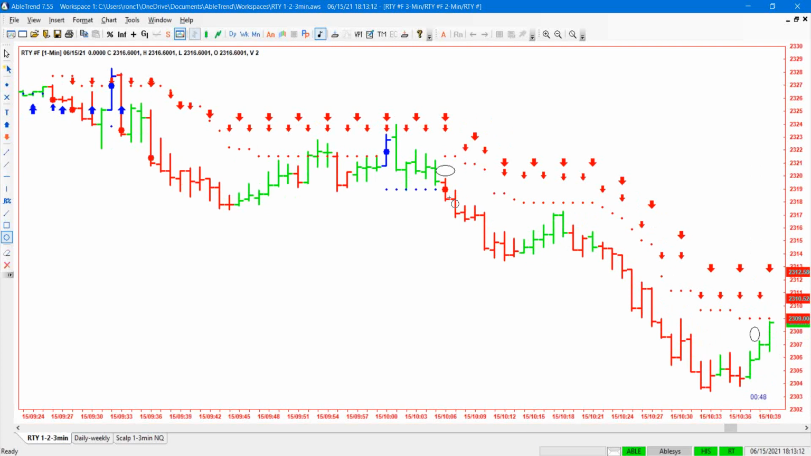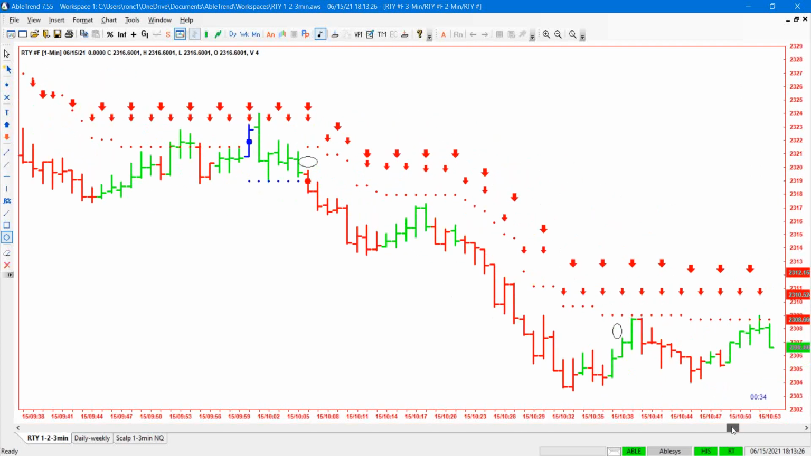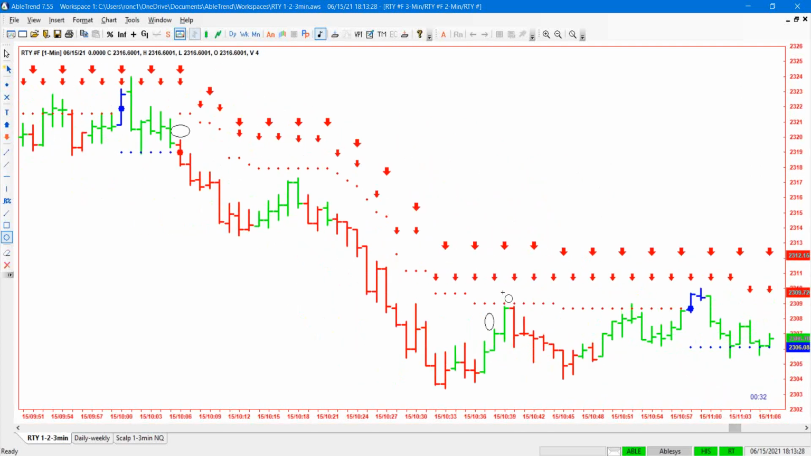Real clear cut, no guesswork, real obvious for a disciplined Abletrend trader who follows the rules and doesn't trade on their emotions, because that's where we all get beat up. Nice. Very, very nice. Good stuff. There's a sweet spot. Sweet spots are optional.